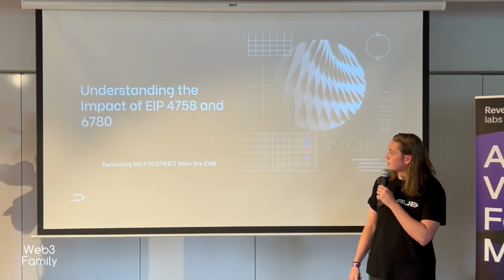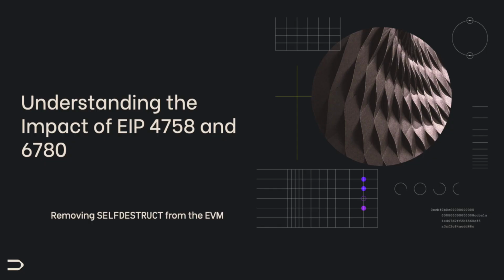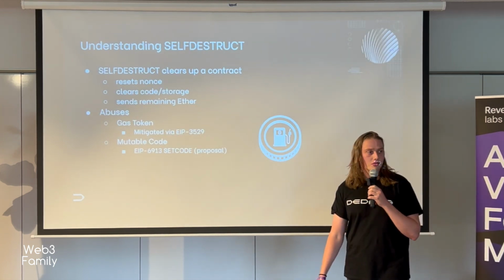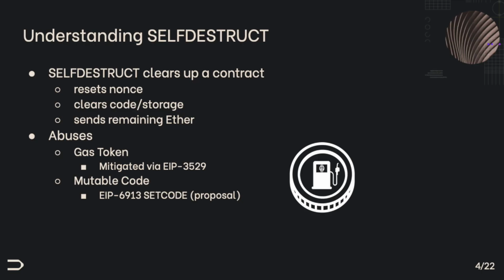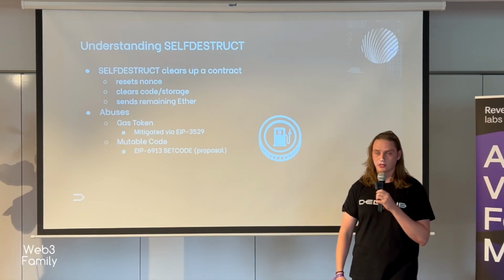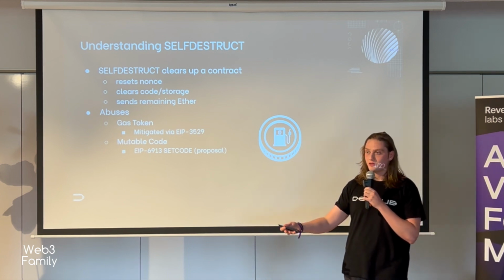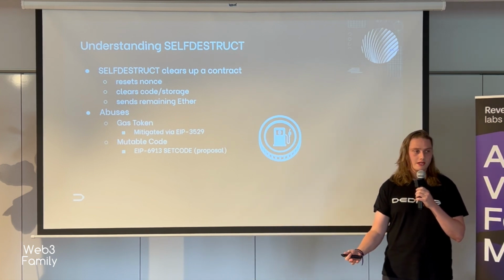So as I mentioned, the first study is 4758 and 6780, and it's basically removing self-destruct from the EVM. A TLDR of self-destruct as an opcode: it clears your code, it clears your storage, and it resets your nonce to 0. It also lets you send all of the ETH in the address to a specified address of your choosing. There were also at one point gas refunds associated with this, and the whole point of adding this to the EVM was to promote state cleanup.